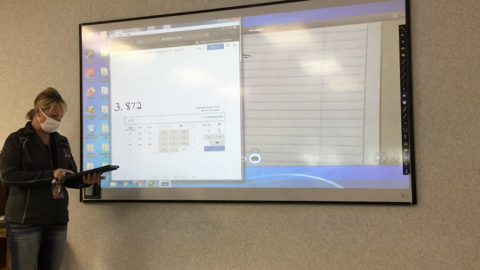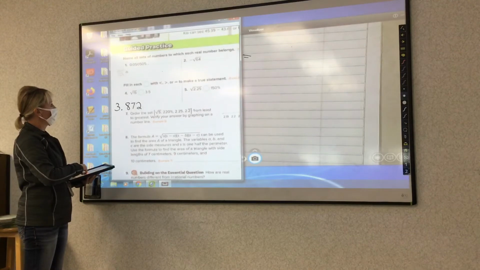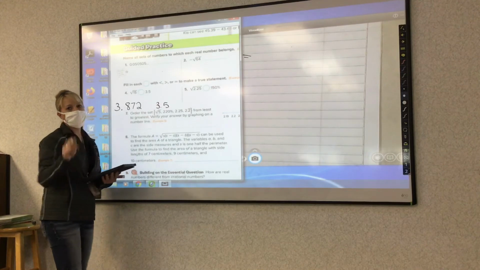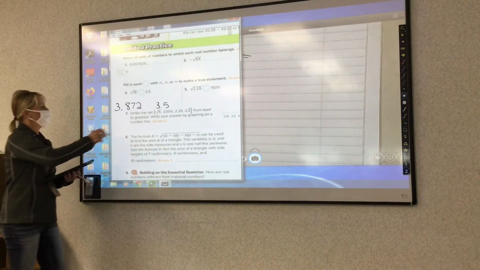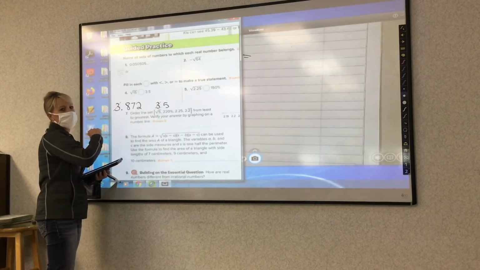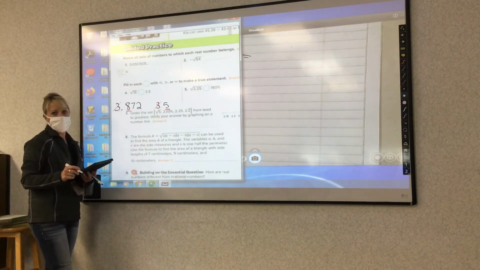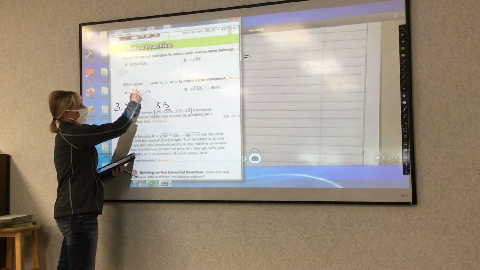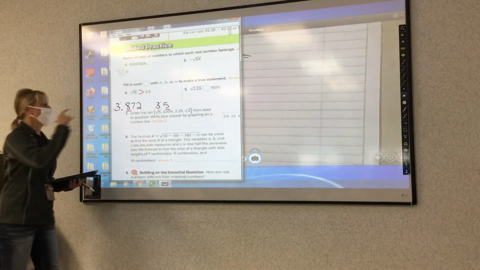And then I'm going to go back to my book. And I'm comparing 3.872 to 3.5. Now, when you compare, I need to see how you're going from place value to place value. So I need to see that you've looked at the ones place, they're alike, so you're going to put a line through them. The next place value is the tenths, and they are different. So 8 is greater than 5. So because 8 is greater than 5, the square root of 15 is greater than 3 and 5/10. That's the work you need to show.